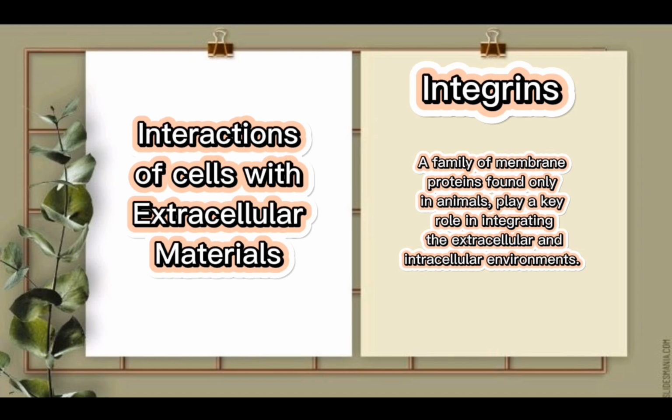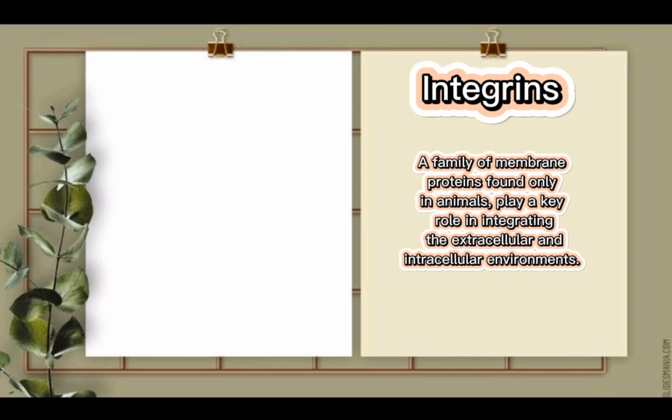Integrins are a family of membrane proteins found only in animals. They play a key role in integrating the extracellular and the intracellular environment. On the outside of the plasma membrane, integrins bind to a remarkably diverse array of molecules that are present in the extracellular environment. On the intracellular side of the membrane, integrins interact either directly or indirectly with dozens of different proteins to influence the course of events within the cell. The integrins are composed of two membrane-spanning polypeptide chains, an alpha chain and a beta chain.